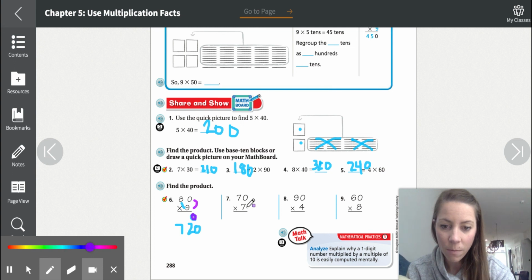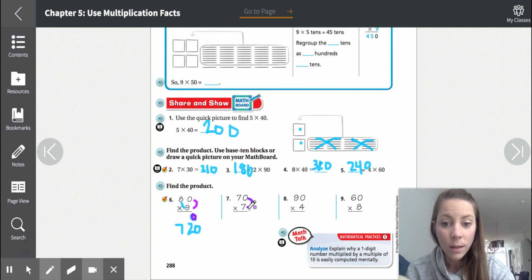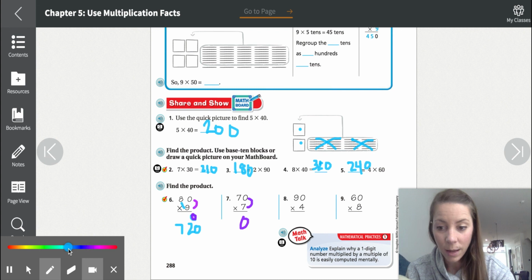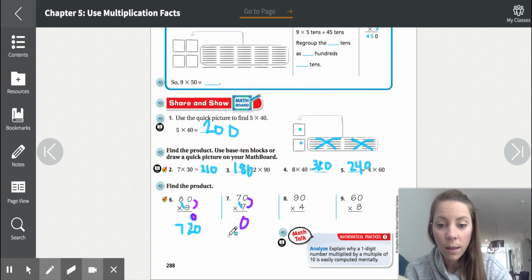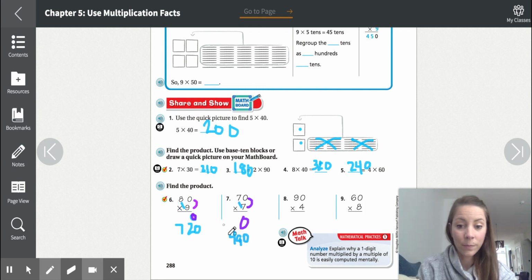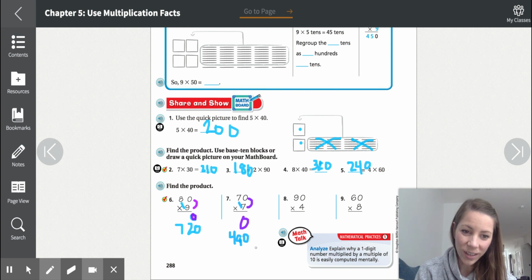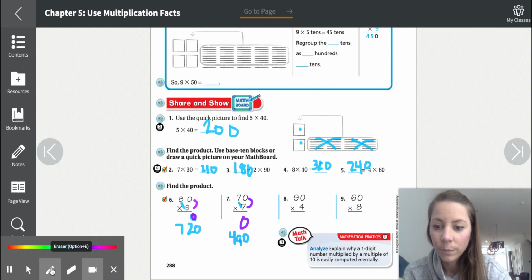I start with my number of groups, which is 7, and I multiply it by the ones. 7 groups of 0 ones is 0. And then I'm going to go back to the same number of groups, but now I'm going to multiply it by the tens. 7 groups of 7 tens is like 49 tens, and 49 tens is 490. And then if you add those together, it's 490.